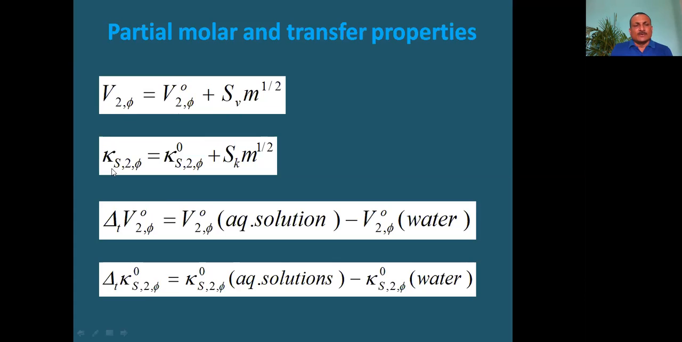Similarly, when you plot the graph of apparent molar isentropic compressibility with square root of molar concentration of solution, we get the partial molar isentropic compressibility as the intercept and Sk as the slope. This Sv and Sk are the experimental slopes which give us information about solute-solute interaction, whereas V2 phi 0 and Ks2 phi 0 are the intercepts which give us information about solute-solvent interaction.